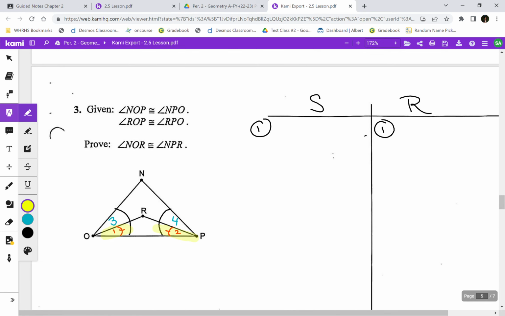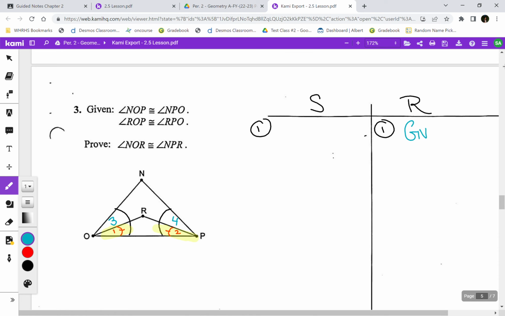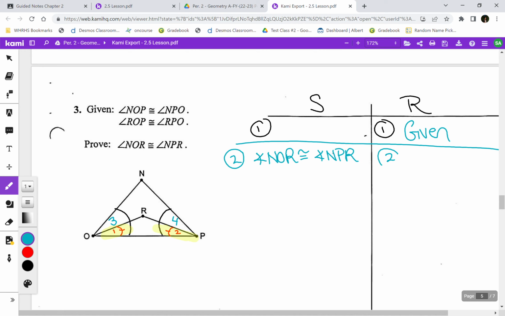In this one? Was there an overlap? There was no overlap. Since there was no overlap, do I use reflexive? No. Since there's no overlap, we do not use reflexive. So we just go straight into what we want to prove. Angle NOR is congruent to angle NPR. Subtraction.